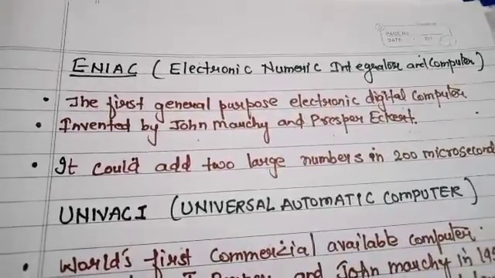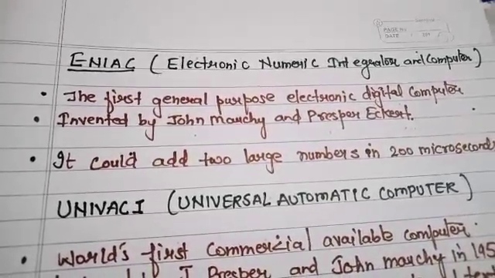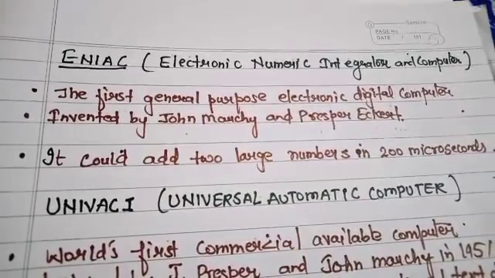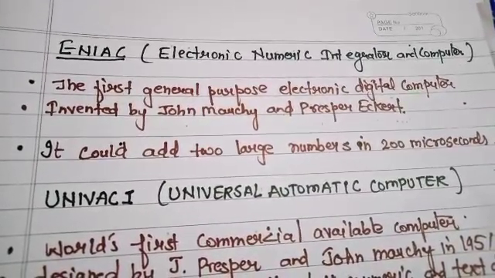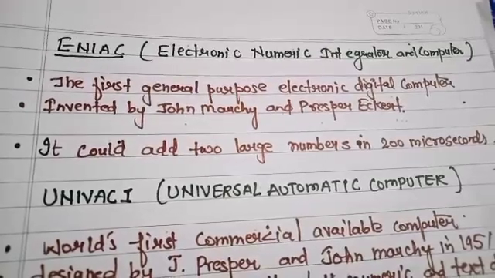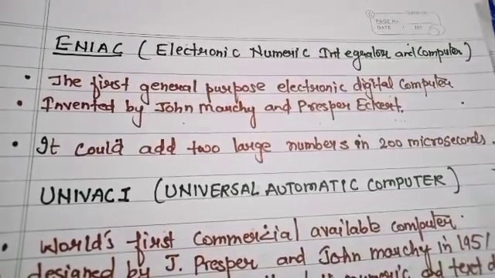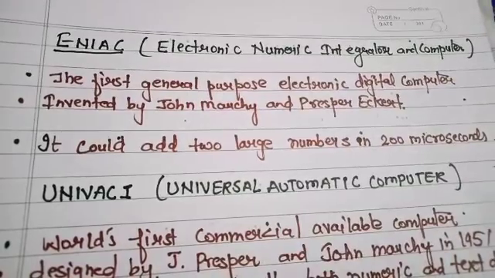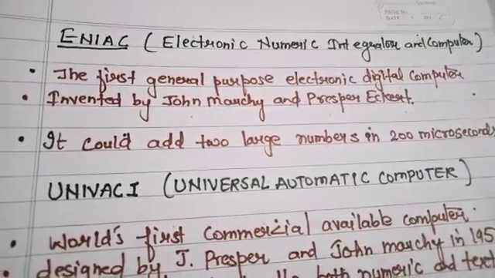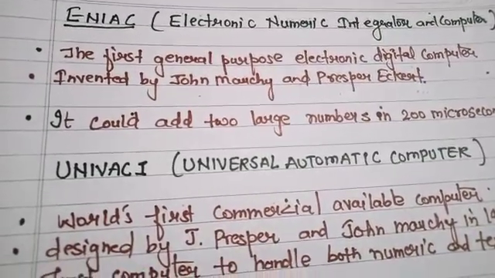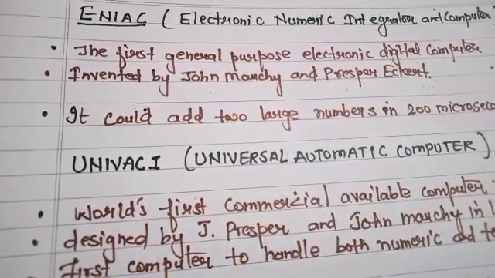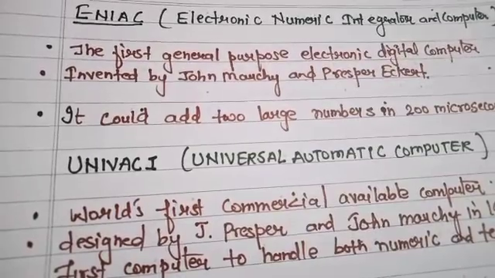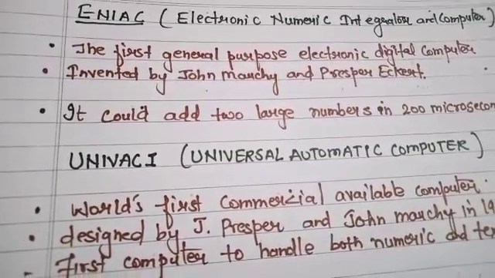We'll discuss the ENIAC, Electronic Numerical Integrator and Computer. The first general purpose electronic digital computer is ENIAC, invented by John Mauchly and Presper Eckert, and it could add two large numbers in 200 microseconds.